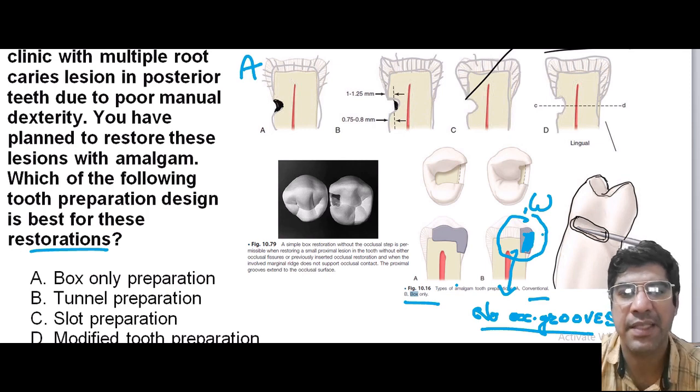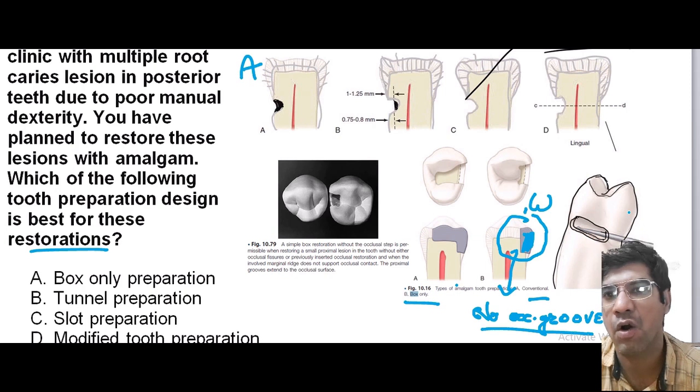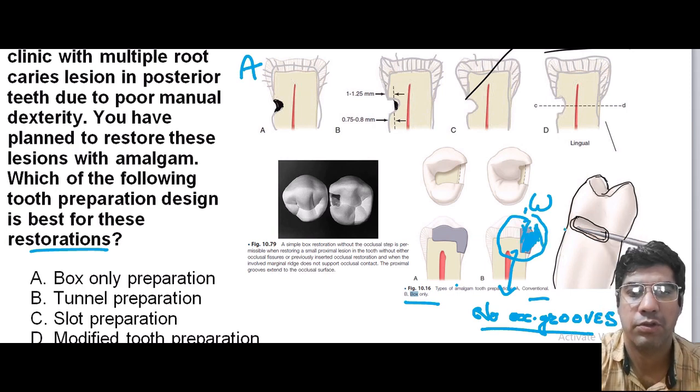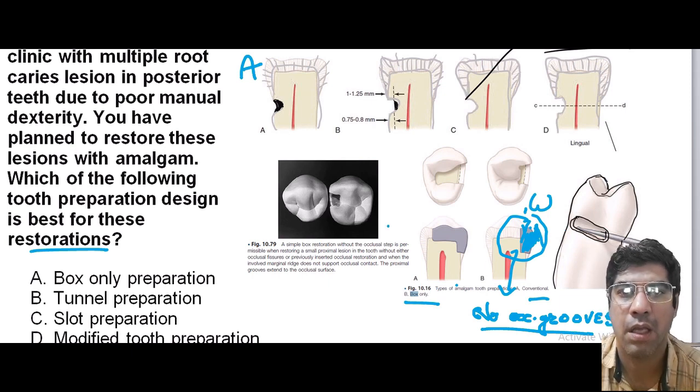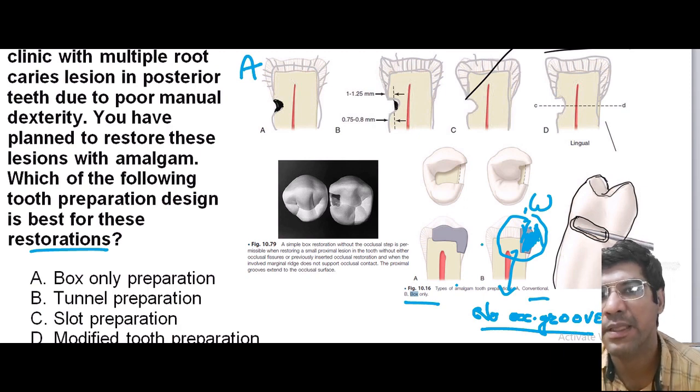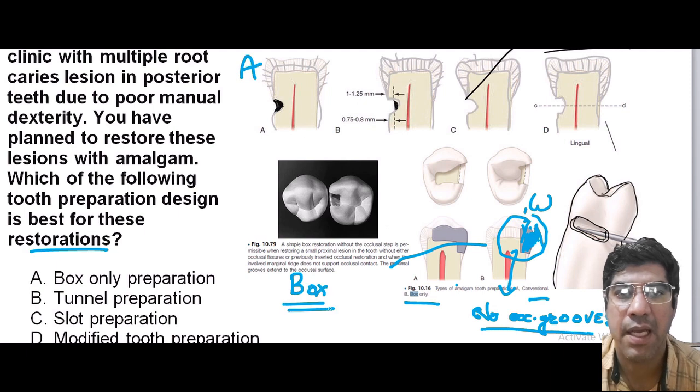To maximize the retention in this case, the facial and the lingual wall of the preparation should oppose each other. The facial and the lingual wall should converge occlusally. So the retention grooves can be given in box preparation. Remember, they are mandatory in the box design. In the box preparation, the retentive grooves are created at a depth of 0.5 mm at the gingival point angle, and they extend occlusally.